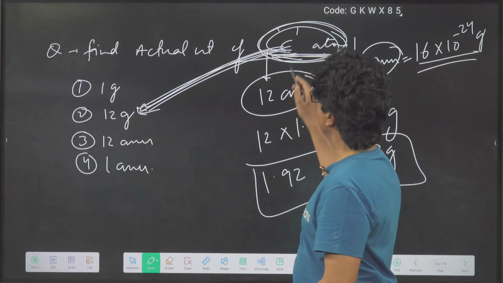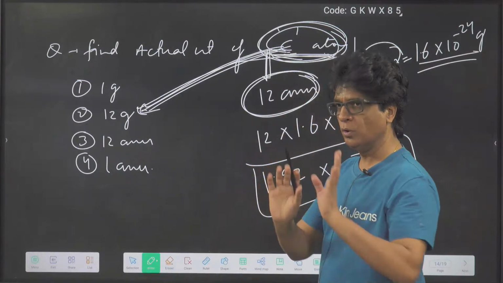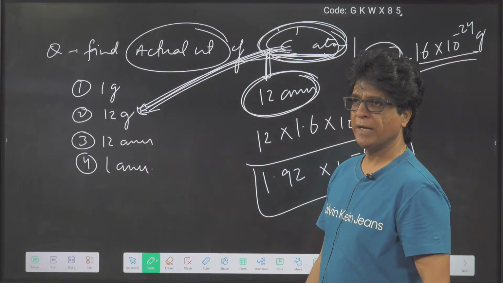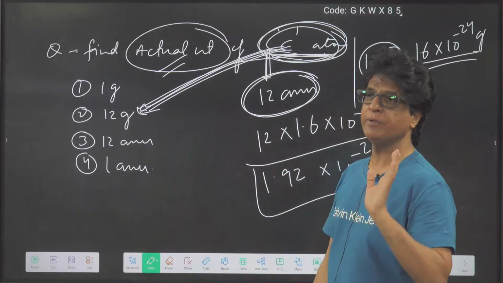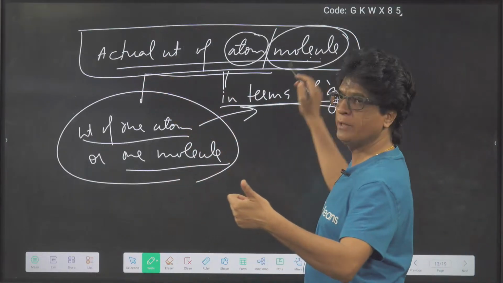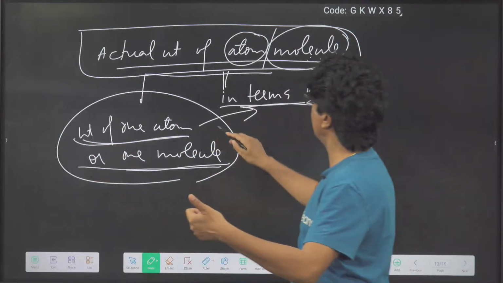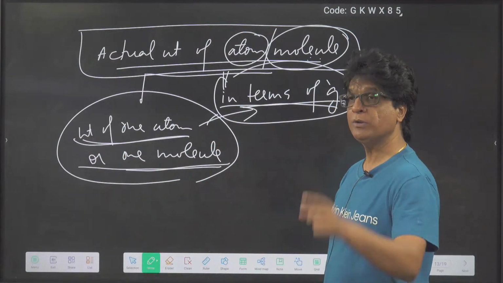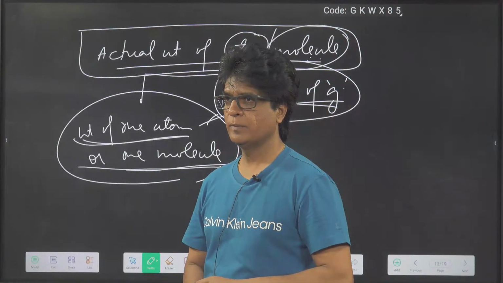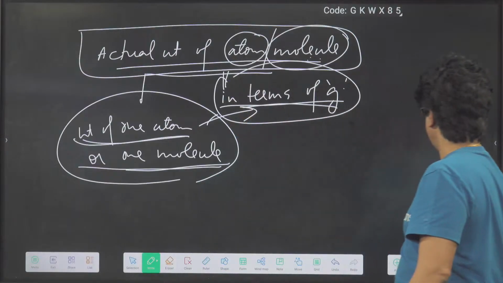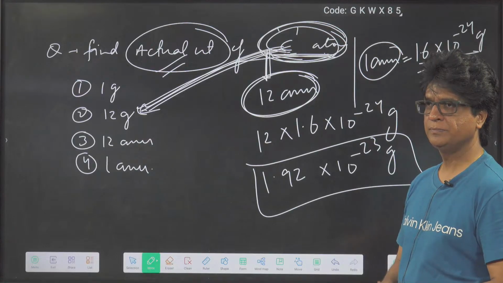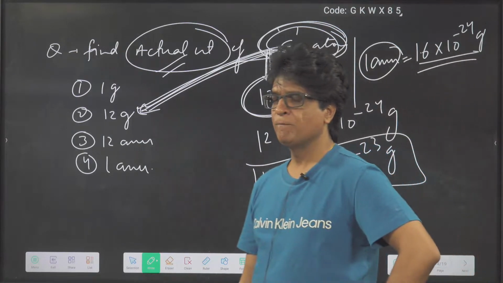12 AMU. No, weight of one carbon atom is 12 AMU. No doubt it is correct. But I'm asking actual weight. Actual weight is expressed in grams, not in AMU. I told you here, and you gave me thumbs up as well, that what is the actual weight of one atom or molecule? It is weight of one atom or one molecule expressed in terms of gram. So you have to convert AMU into gram. Is that clear now? Is that clear? Pawan Kumar, is that clear? So that's what I'm saying.